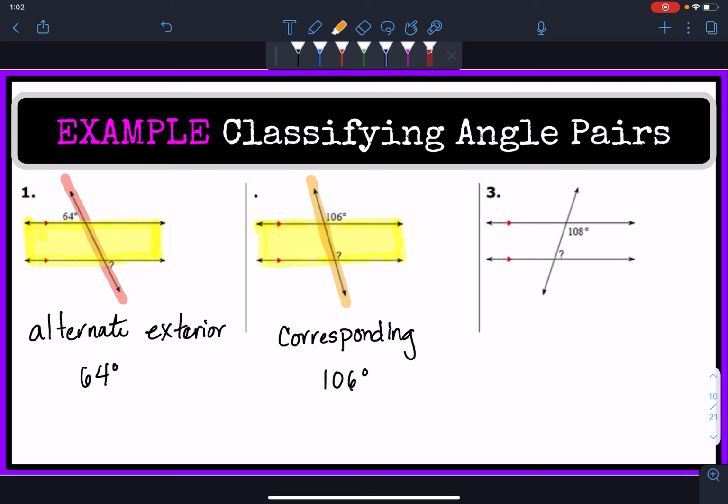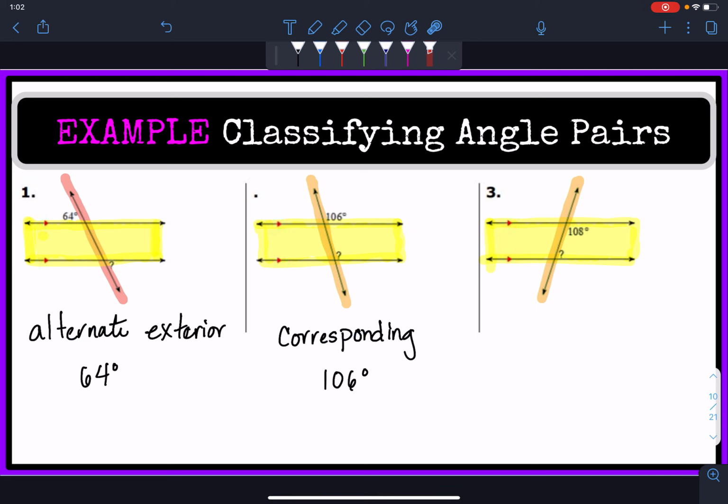Now for the last example, again, I'm going to highlight the interior. Notice that both of these angles are on the inside. We have 108 and we have this bottom angle right there. Now notice that they're also on the same side of the transversal. So here's the transversal and they're both on the right side, just like in the second example. Now, since both of them are on the inside, they're not corresponding and they're not alternate interior angles. So they're not alternating and they're not corresponding.